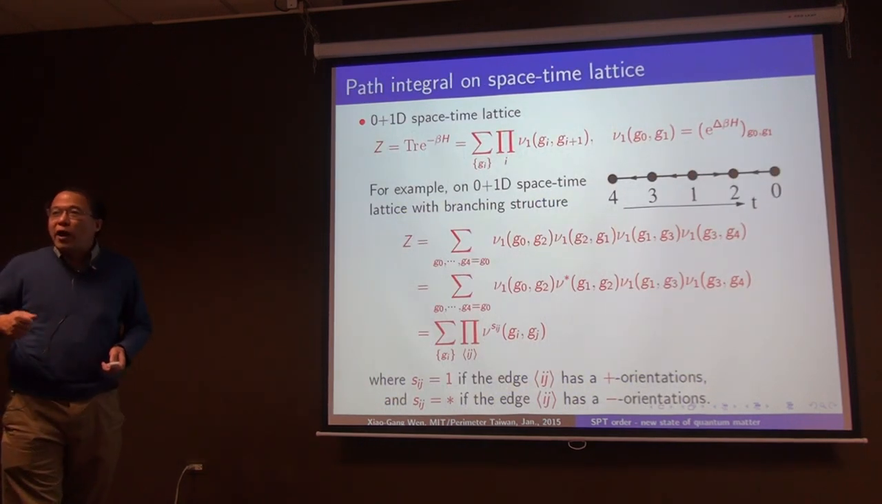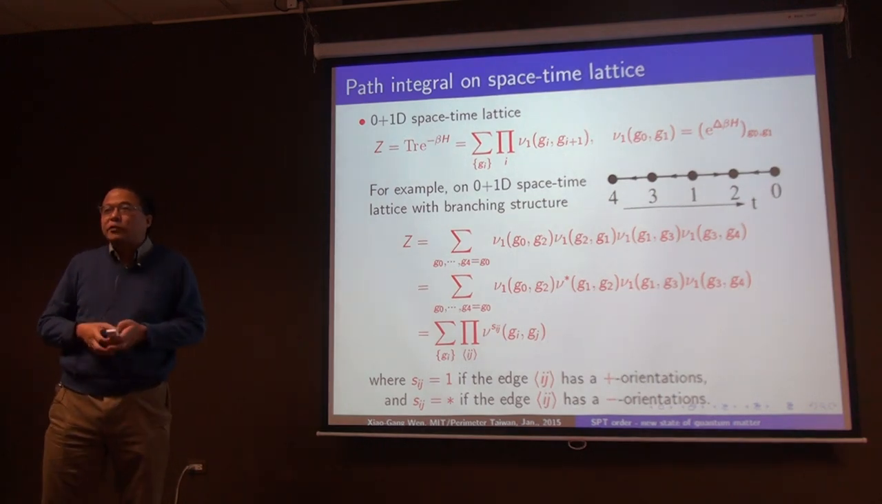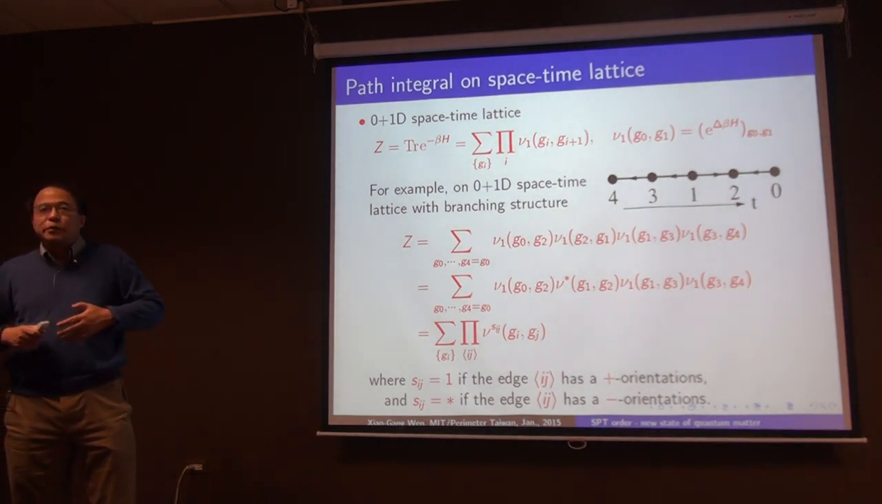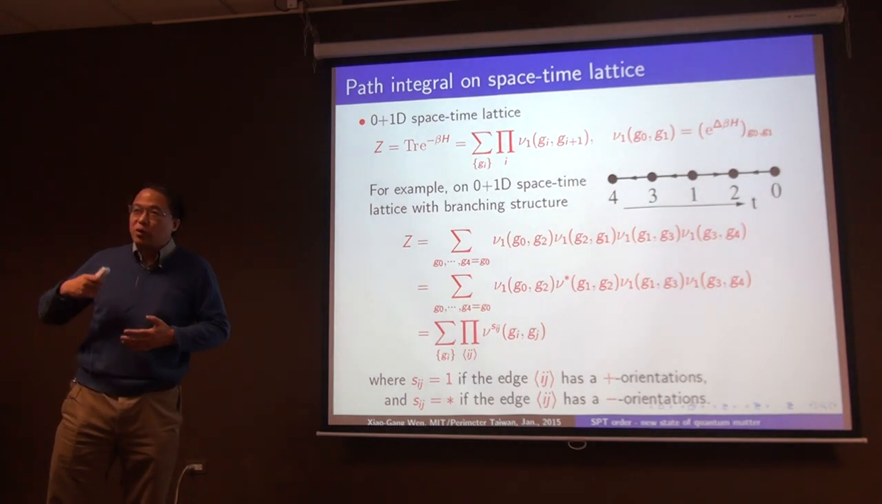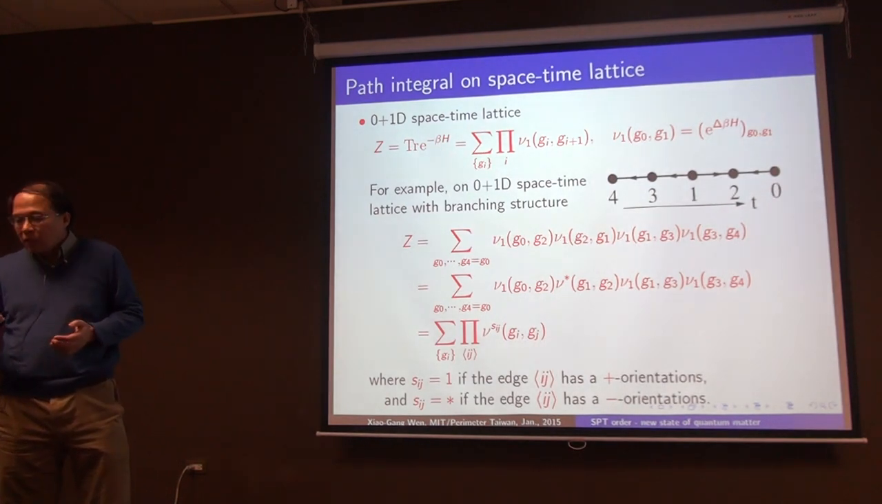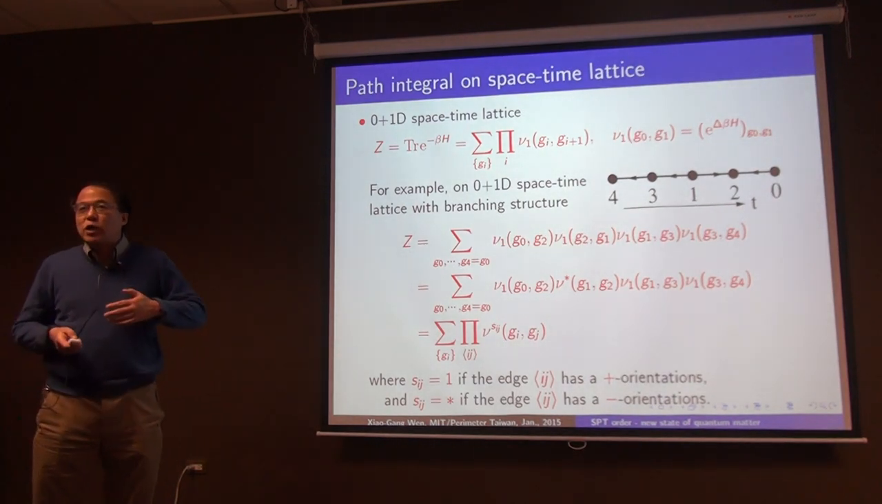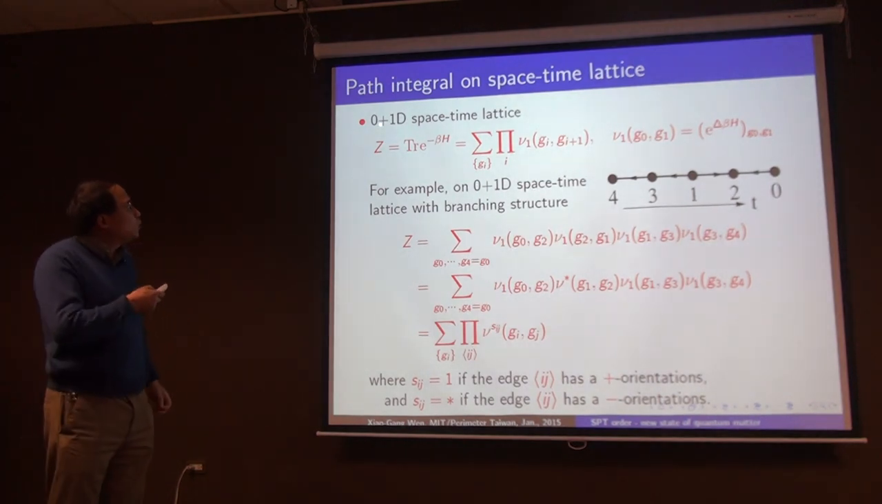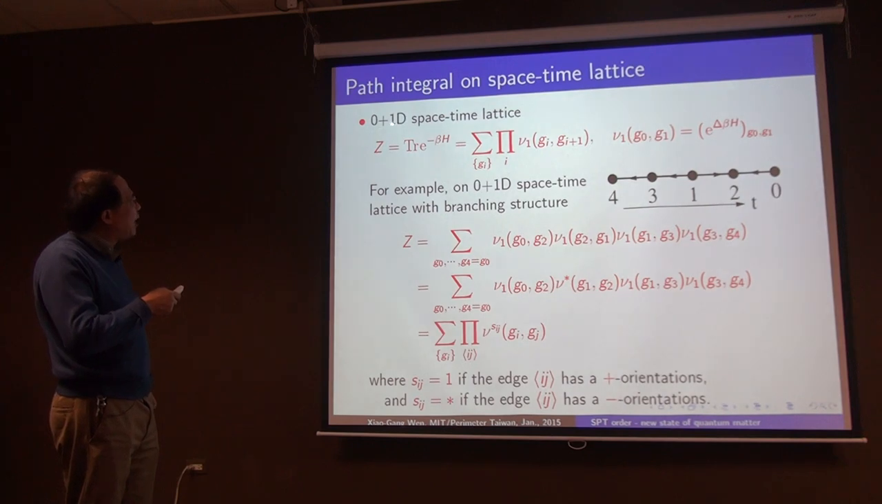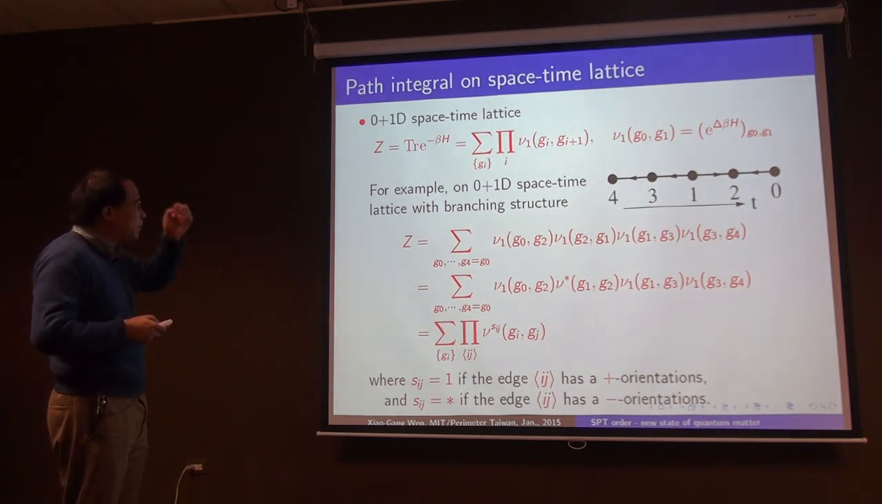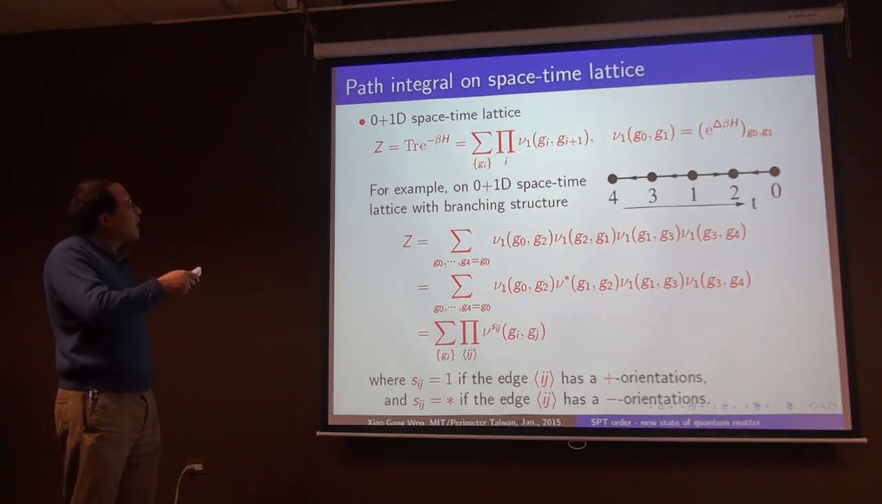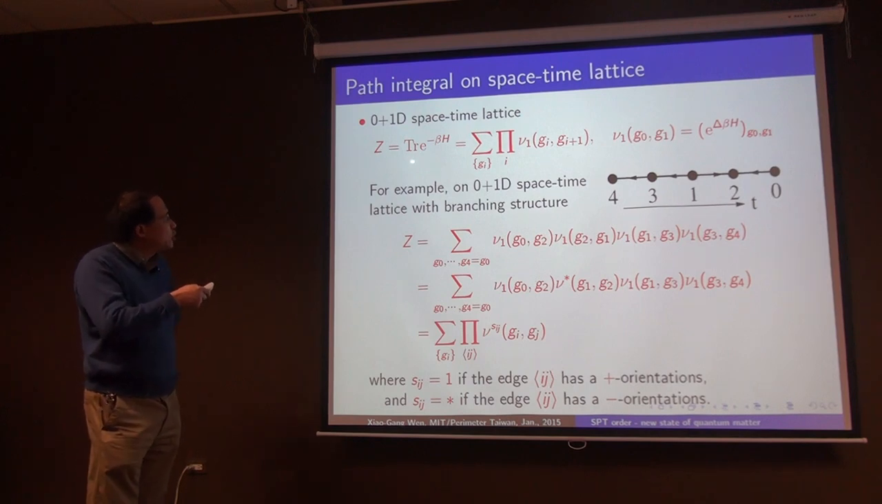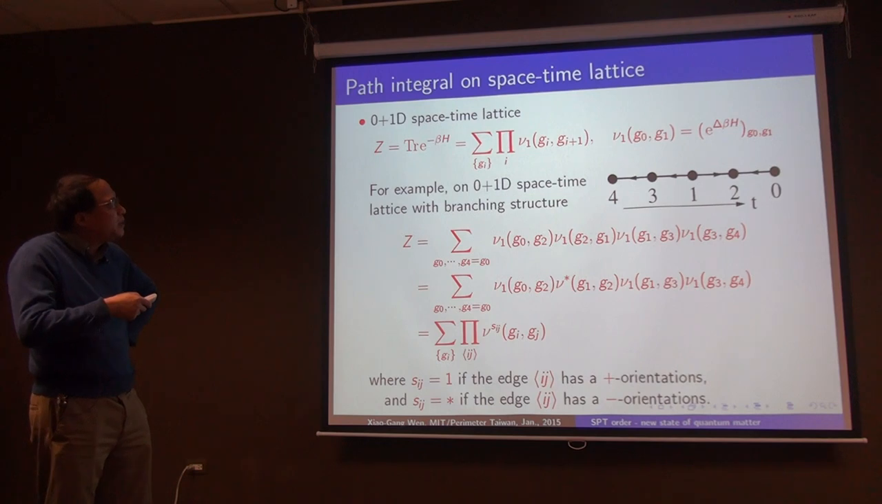Next I will try to define this topological term on a space-time lattice. How do we do that? In order to do that, let's formulate a path integral on a space-time lattice, in a very simple case, like 0 plus 1 dimensions. This one dimension is just the time direction. In the Hamiltonian formulation, the partition function is just the trace of e to the minus beta H, the partition function in imaginary time.